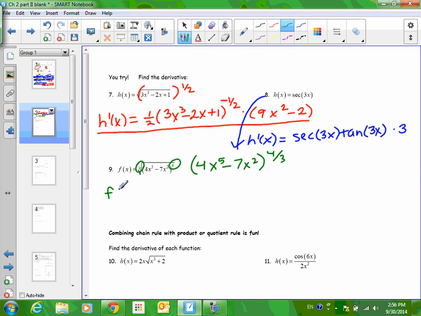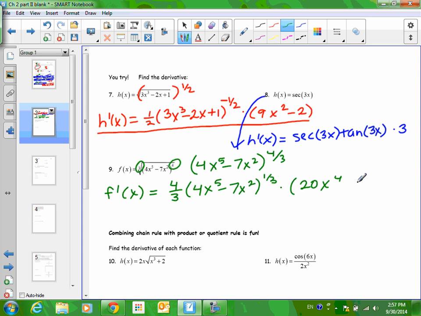All right, so f prime of x. You move the 4/3, multiply it to anything there is in the front, which there's not. All right, and then subtract 1 from the power. That makes that a 1/3 times the derivative of the inside.